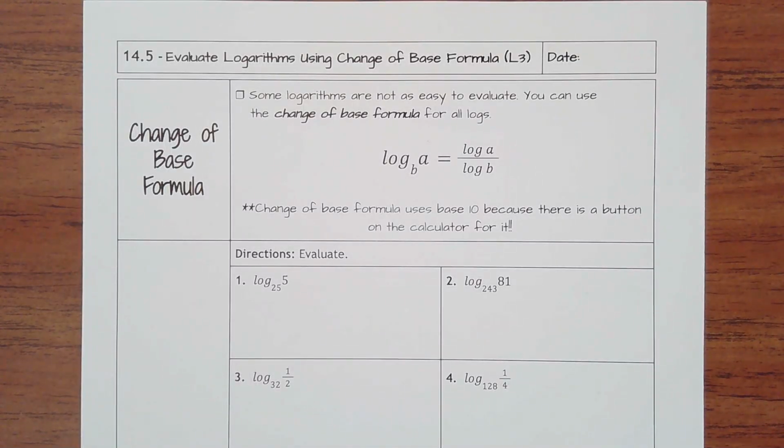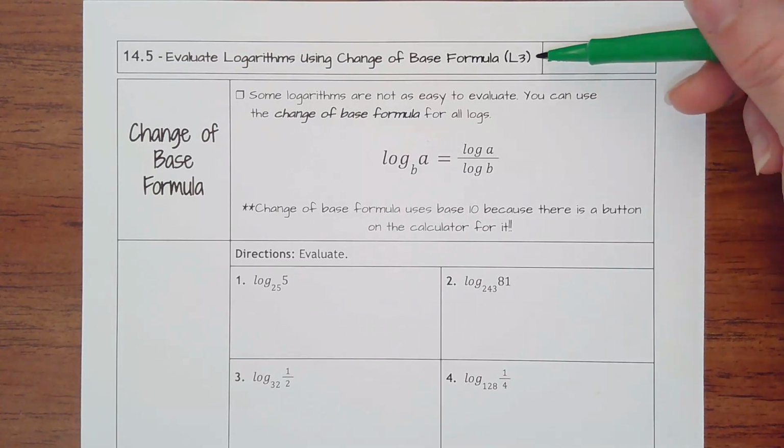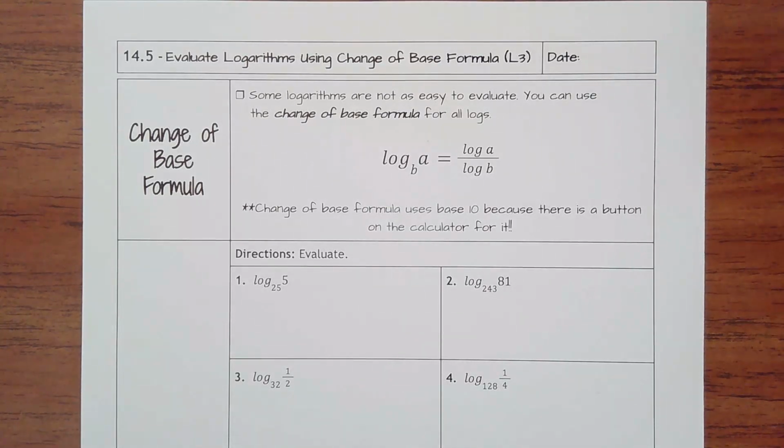Lesson 14.5 is evaluating logarithms using the change of base formula. They'll be called level 3 on Delta Math. Some logs are not as easy to evaluate, so it's not as easy to figure out what power the base is taken to. So you can use what's called the change of base formula for all logs. Any problem you're stuck on, this will work, and you just do it on your calculator.